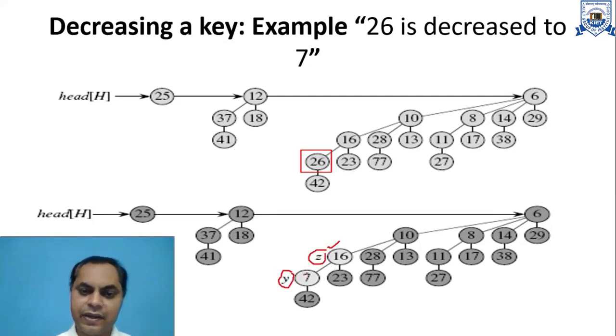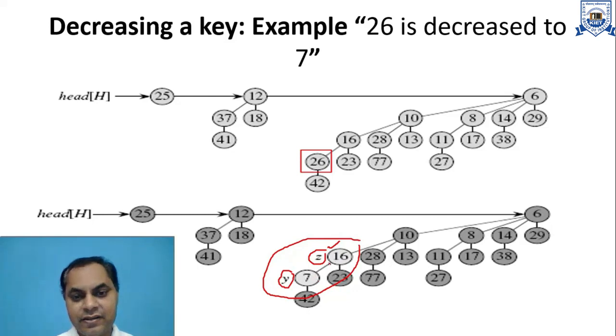Okay, now the value of y is lesser than z, that means it is violating the min heap property. What does the min heap property say? It says that the value of a parent is always lesser than or equal to its children. So this is a clear violation. So we will change the values: 7 comes here and 16 goes there, and this will become our new y.